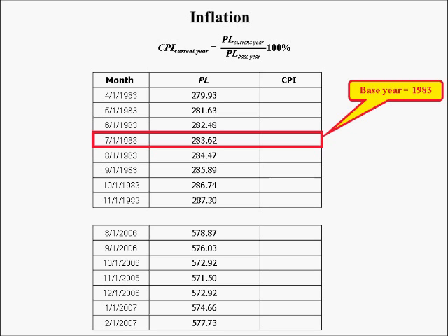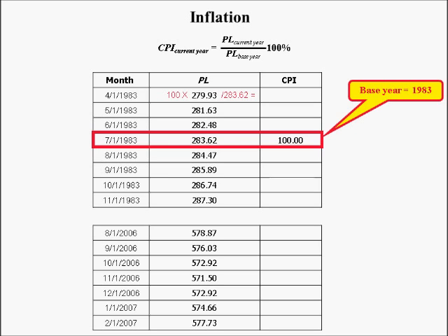Okay, so all we're going to really do intuitively is take this price level, 283.62, and divide all these price levels by it. We're going to take all of these and divide by 283.62, and then multiply by 100 to give us a percent. So, dividing the base month by 283.62, and then multiplying that by 100 gives us 100% in the month of July 1983.